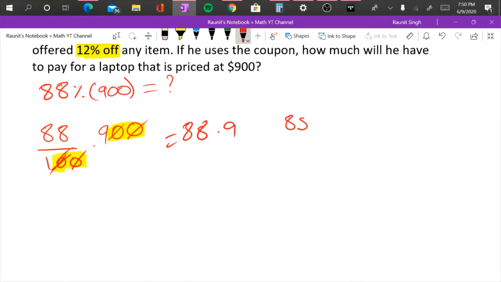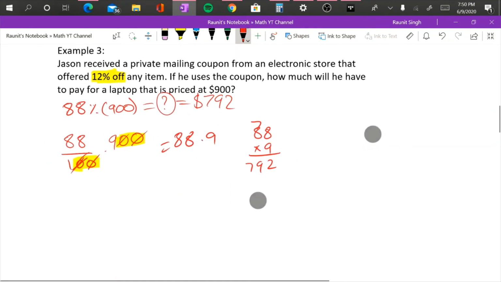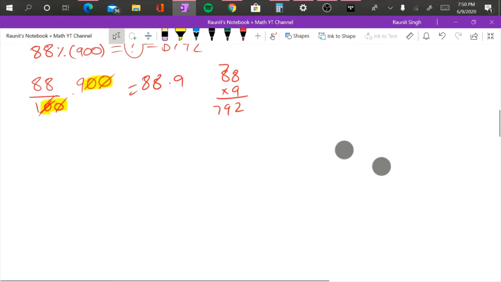And I don't know what 88 times 9 is, so I'm going to multiply it out in front of you guys. So 8 times 9 is 72. 9 times 8 is 72 plus 7, which is 79. So it's going to be a final price. So this question mark is equal to $792. So my man's going to have to pay almost $800 for his laptop. Kind of expensive if you ask me.